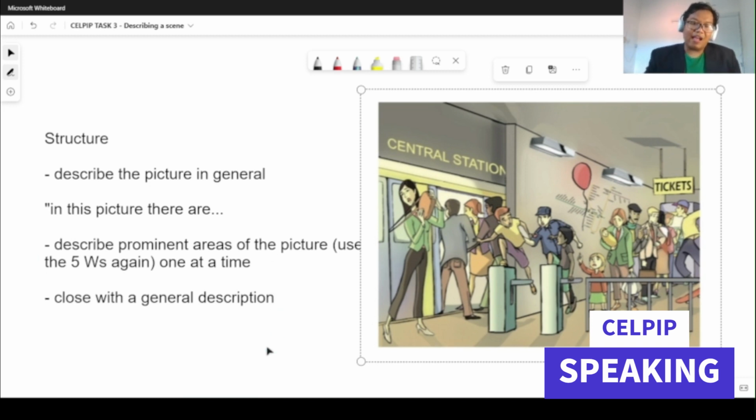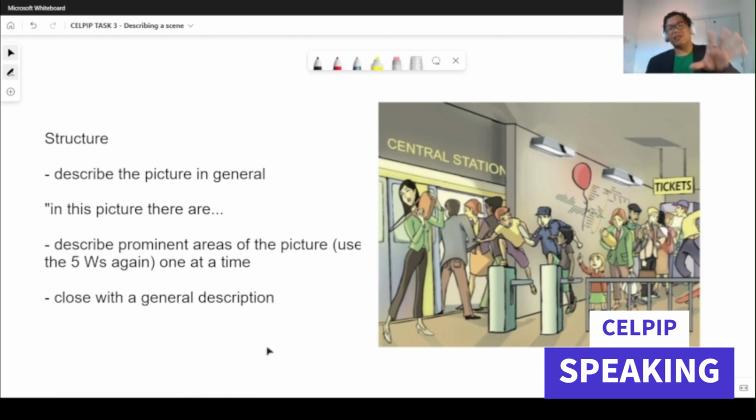Now, after that, you start describing the prominent areas of the picture. You can also use the 5 W's to help you: who, what, where, when, why. Some of those, of course, you might not be able to say, but at the very least, you describe the what, the where, and maybe the how. The why and the when probably won't be as common, or used at all.